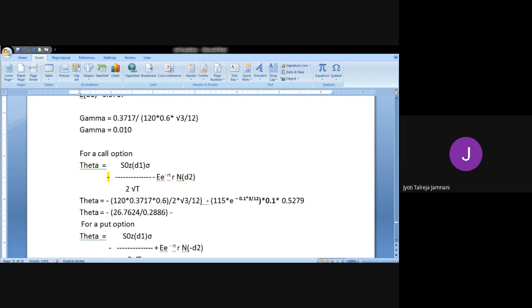From this we have to minus 115 into e raised to minus rt, which is 0.1 into 3 divided by 12, 112.1606, into 0.1 into 0.5279. So we write the final answer now of the theta.